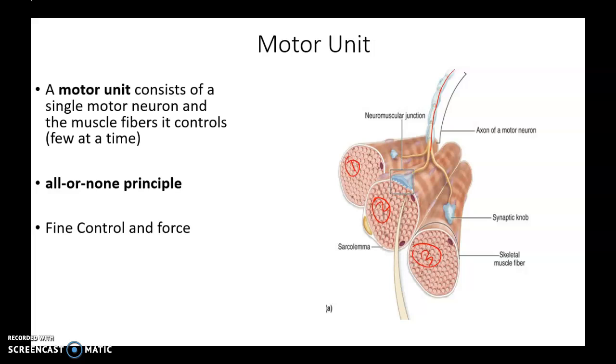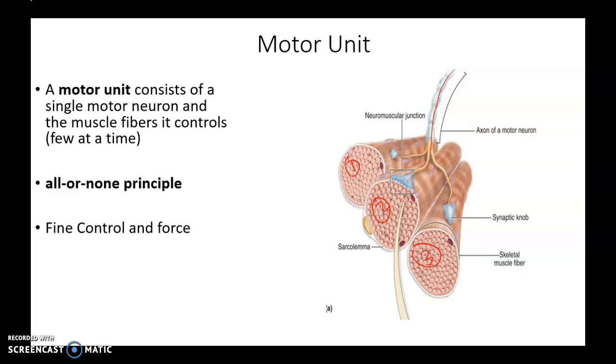Okay. And depending on what type of motion we are doing, there is fine control versus force. For example, let's say we look at a muscle, and a muscle is made up of 10 motor units. Now, if I'm going to pick up a paper which is super lightweight, I will actually activate only a few motor units.